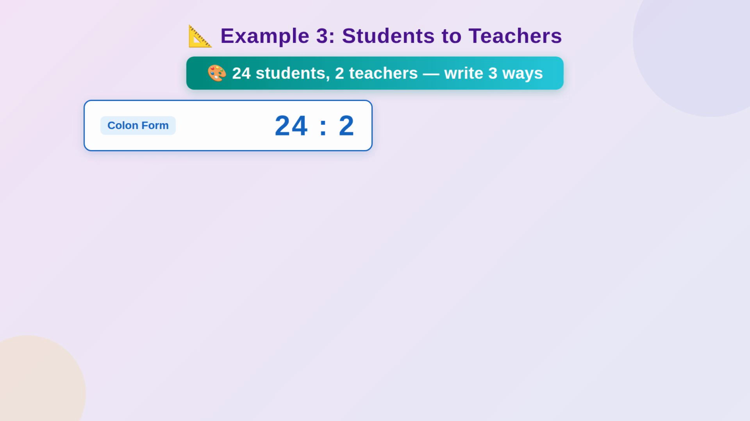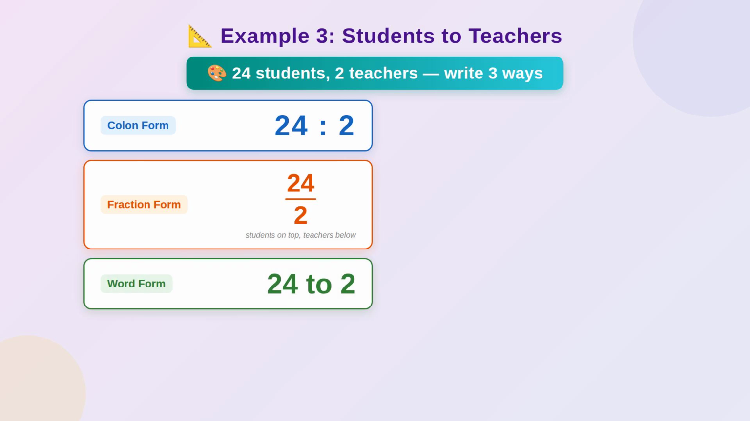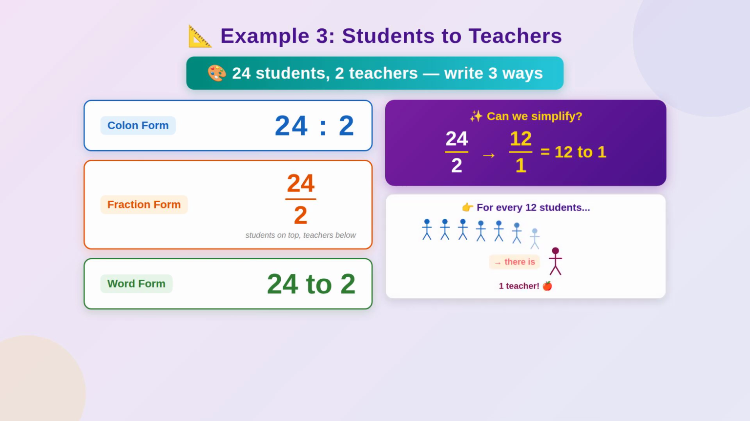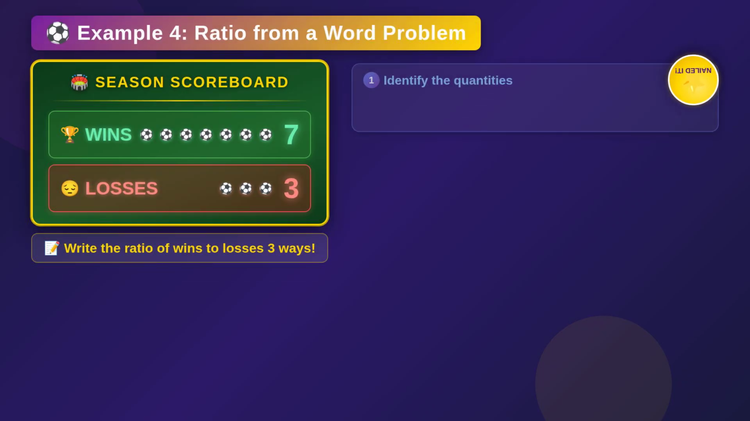Maya's teacher gives the class a new challenge. At the art fair, there are 24 students and 2 teachers. Write the ratio of students to teachers 3 ways. Colon form, 24:2. Fraction form, 24/2. Students on top, teachers on the bottom. Word form, 24 to 2. Now here's a fun check. Can we simplify 24/2? Yes. 24 divided by 2 equals 12, so the simplified ratio is 12:1. That means for every 12 students, there is 1 teacher. See how ratios tell a real story about the world around you?